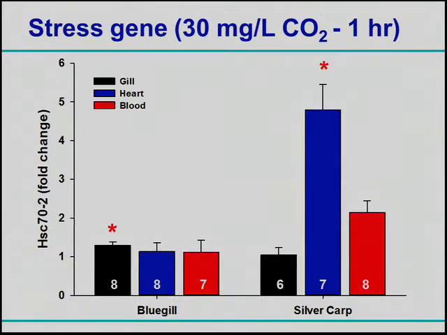Heat shock protein 70 is a molecular chaperone, and it stops proteins from denaturing, right? The proteins will lose their 3D structure. And again, for silver carp, we see this massive upregulation of stress genes in their hearts. So exposure to CO2 at 30 milligrams per liter for an hour starts to cause proteins in the hearts to denature. So it's really, the animals just don't like it, right down to their molecular level. They're showing a really negative response to being forced to be confined in this environment.